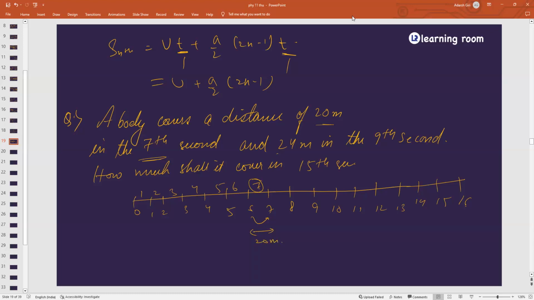Apply that formula. Something will be missing. Next, it covers 24 meters in the 9th second. The 9th second will be 8 to 9. So during this, it covers 24 meters. You have to find for the 15th second. The 15th second will start from 14 and end at 15. So two data have been given. There are some unknown values here. Try to calculate those unknown values from these two data and put them in this to get the displacement. Try to solve this. I've given you the hint.